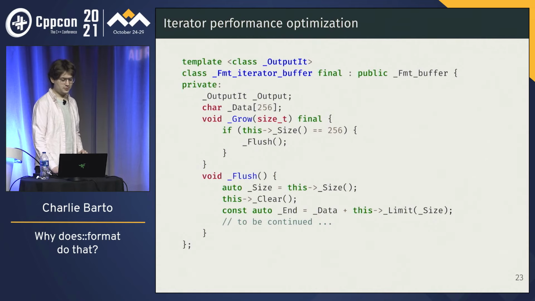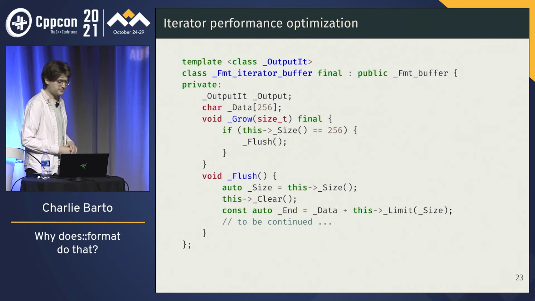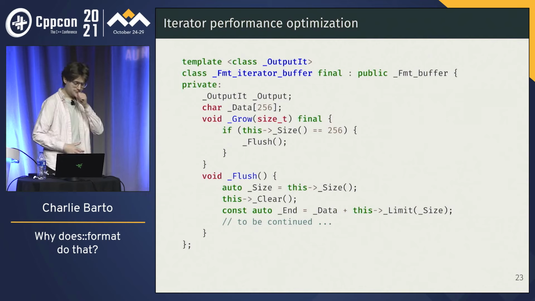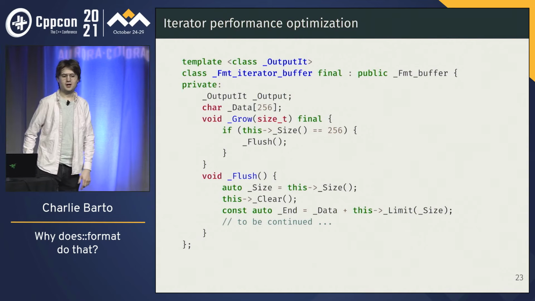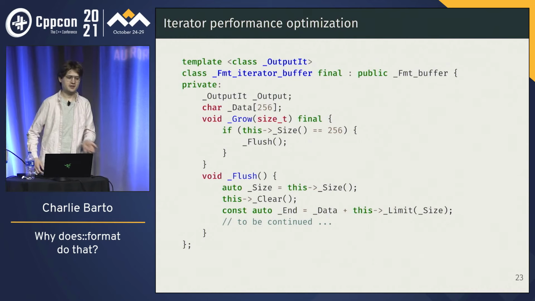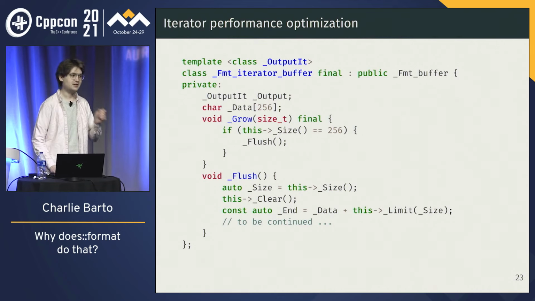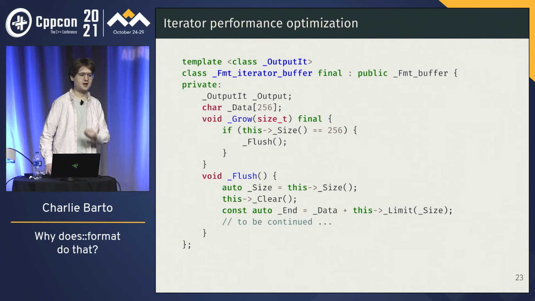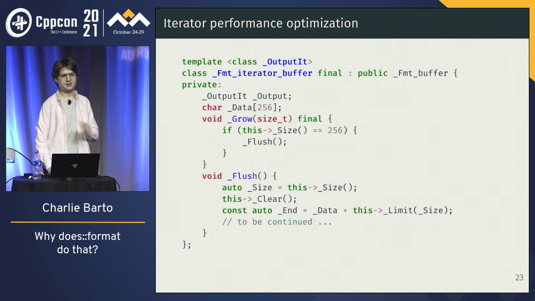So this is the implementation, this is what actually happens. This is a derived class from format buffer that we construct immediately in vformat2, and we'll see that later. It stores its output iterator and a small fixed buffer, and all grow does is check: have we written more than the size of our fixed buffer? If we have, it calls this flush function, which actually writes to the output iterator. Once it's done with that, it sets size to 0 and capacity to 256, and we can continue on our way writing.